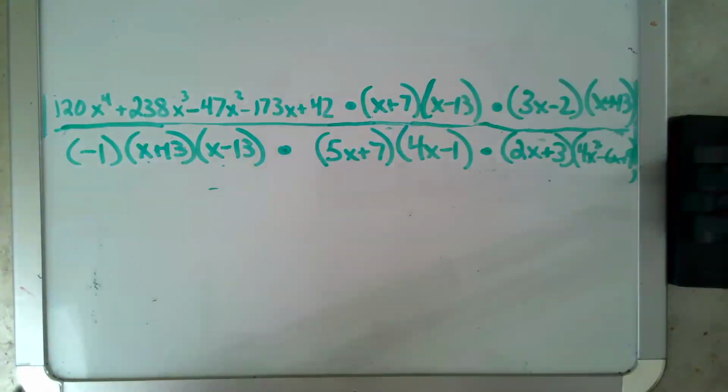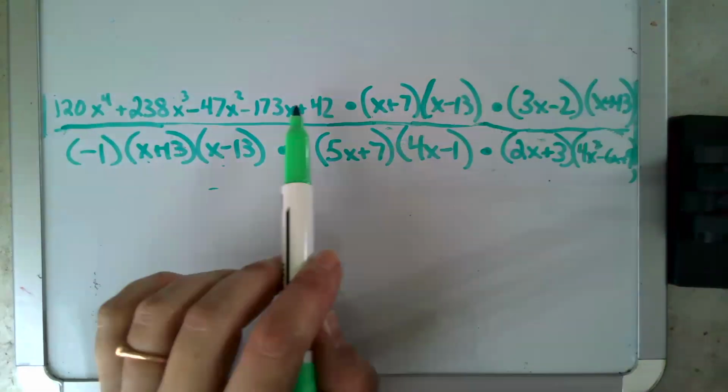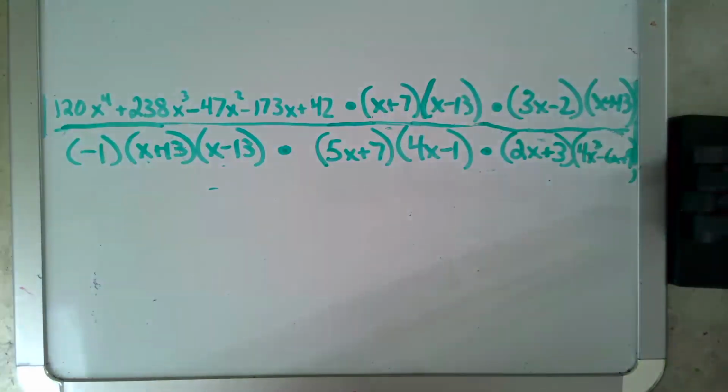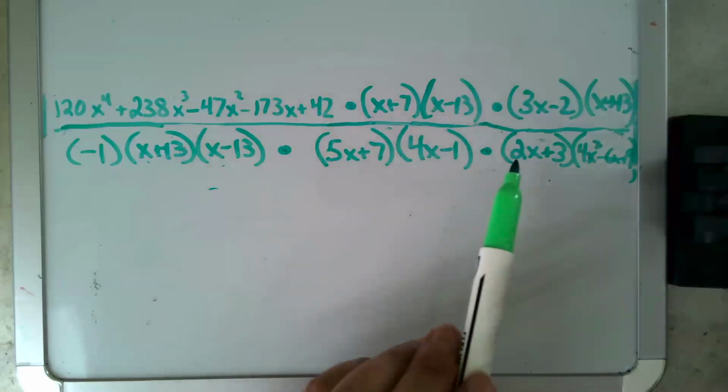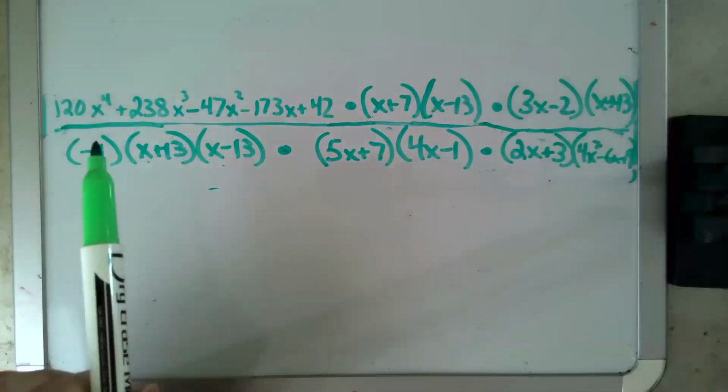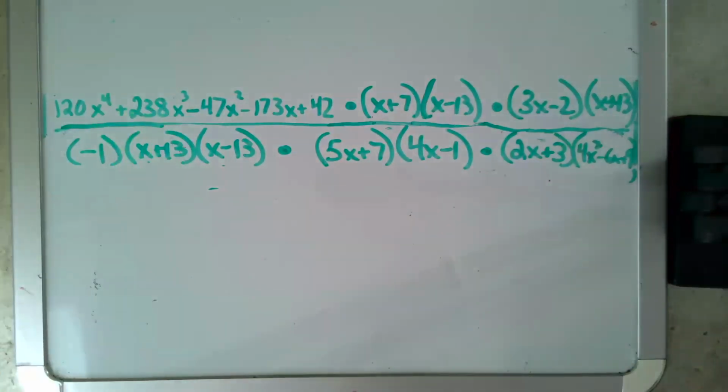I have done all of the quote-unquote easy work. I am now left with this beastly thing, but because I was told that this problem simplifies, I can be fairly certain that one of these things, if not more of them, are going to divide evenly into this beast. Let's go ahead and start to work on it.